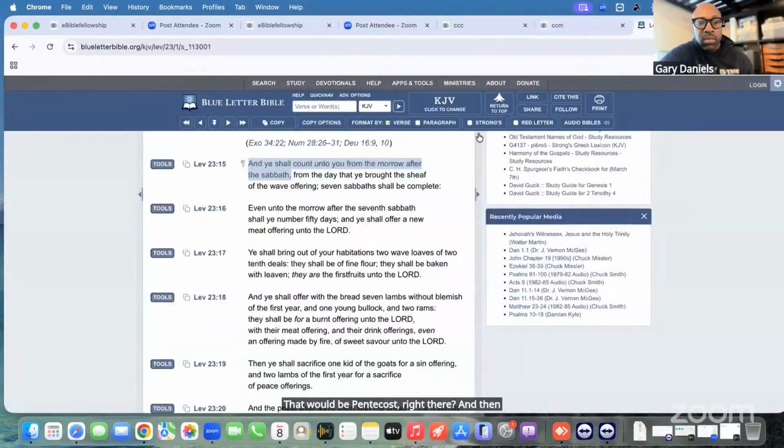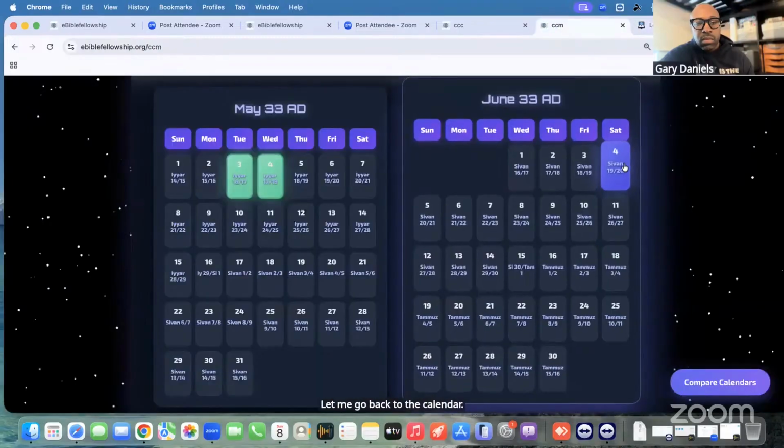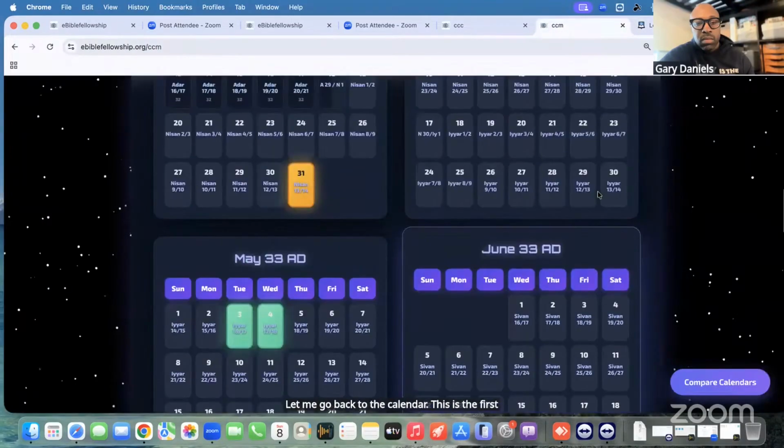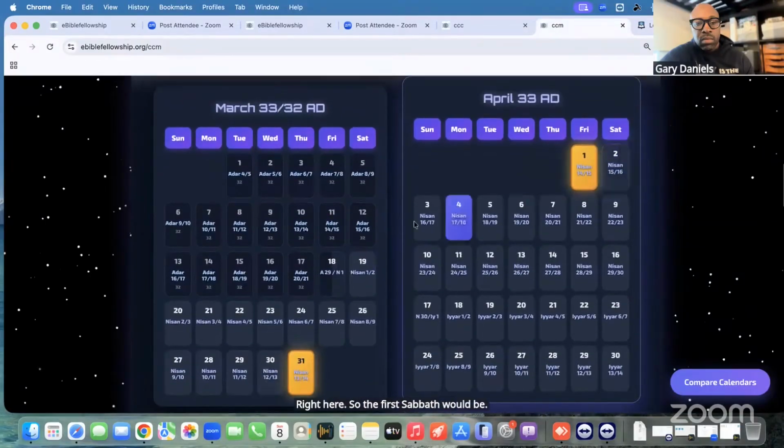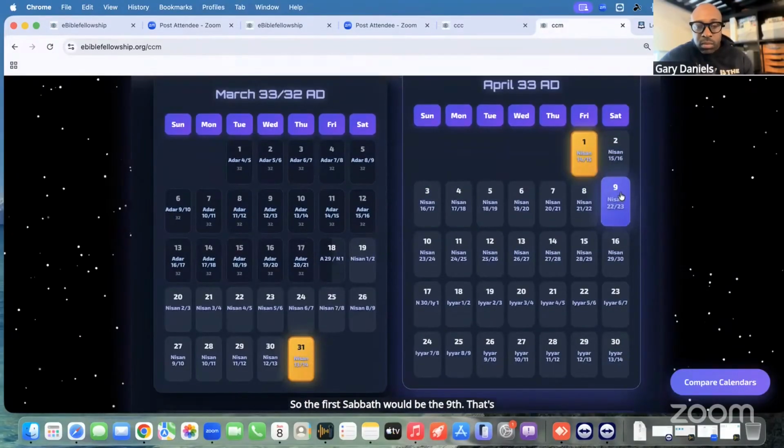And then to confirm that, the Bible says, from the day that you brought the sheaf of the wave offering, 7 Sabbaths shall be complete, even unto the morrow after the 7th Sabbath shall you number 50 days. So the 50th day will be after the 7th Sabbath. If you go back to the calendar, the Bible says to start the count here. So the first Sabbath would be the 9th. That's the first Saturday in view.